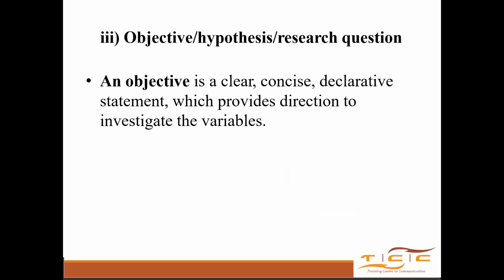So after your statement of the problem, as I said, from the statement of the problem, that is where you are going to draw your objectives, because there is where we are going to tell us what is not known and where the problem is. So your research is trying to solve a specific problem. If that problem is not visible in your statement of the problem, then I will not understand why you are trying to solve it. So objectives, I think, is just a clear, concise, declarative statement which provides direction to investigate the variables. So let's say to determine the impact of this, or to determine the effect of this on that, make it as clear and as simple as possible.